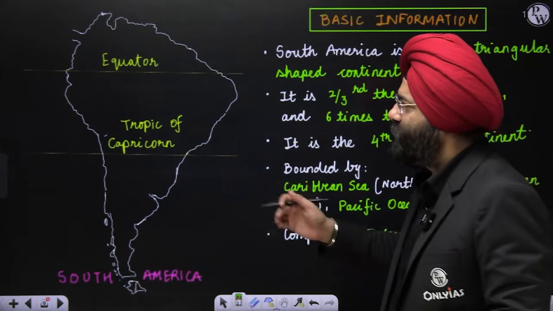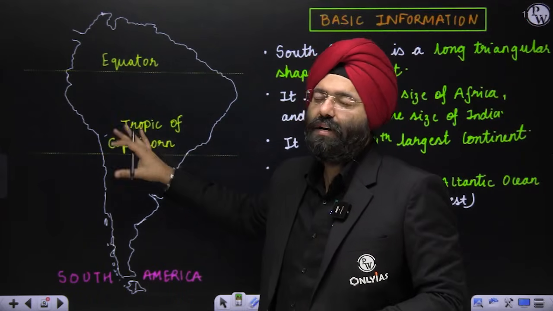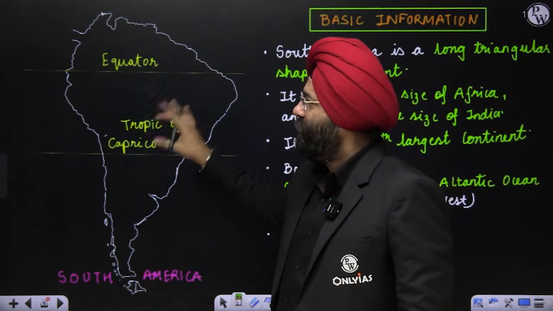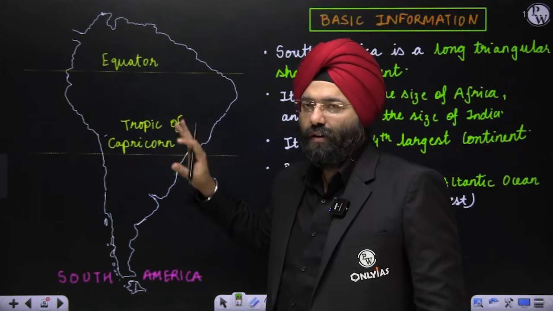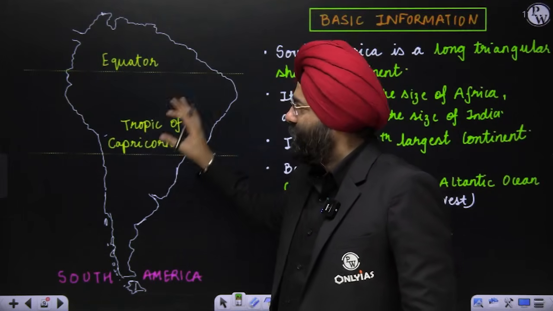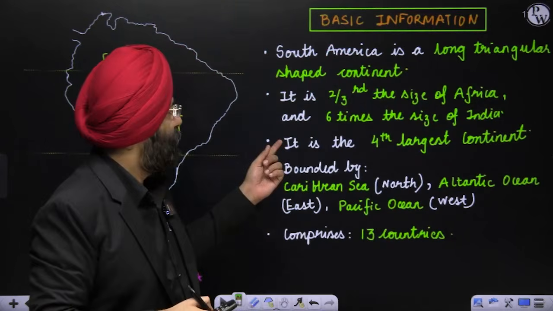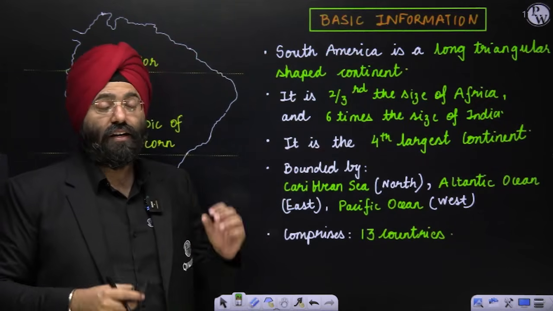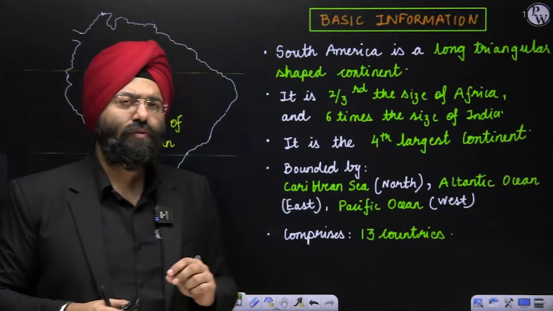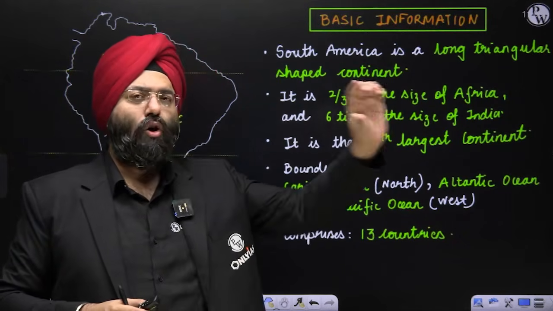It is 6 times the size of India. We obviously know that it is not one country. There are multiple countries, right? So there are 12 sovereign countries plus 2 dependent countries that are present. We'll be seeing them also. But this is huge. It is the 4th largest continent. Again, you should remember that. I had already explained in the previous lectures how to remember the order.